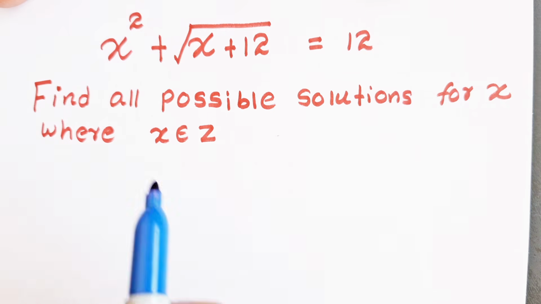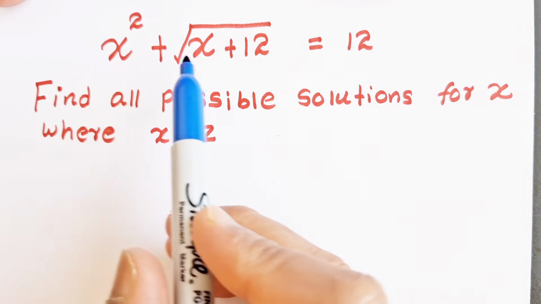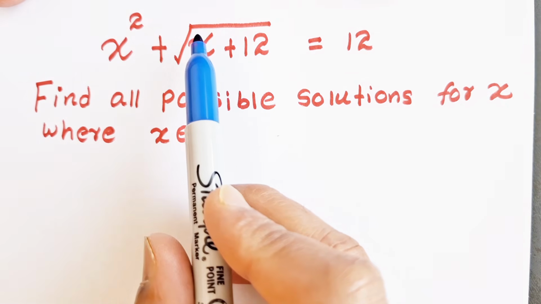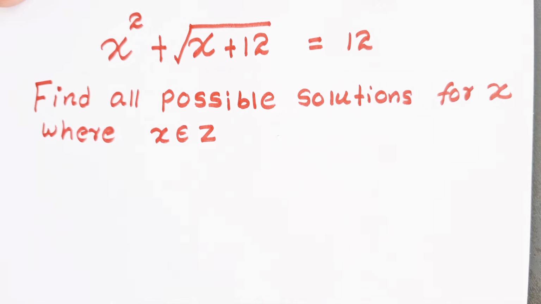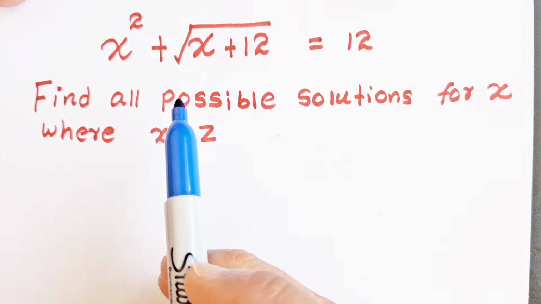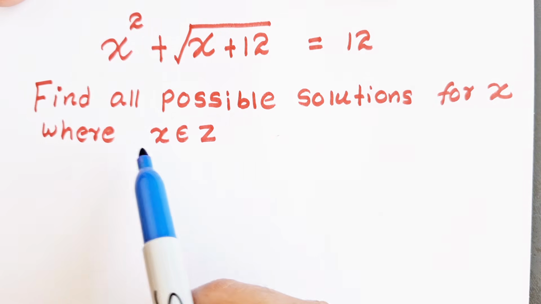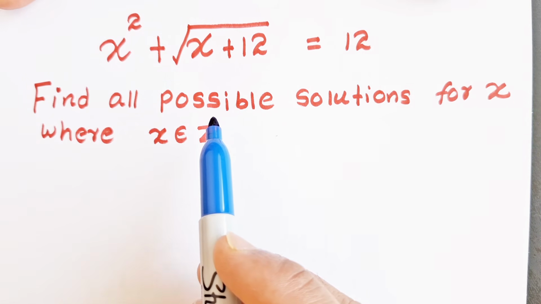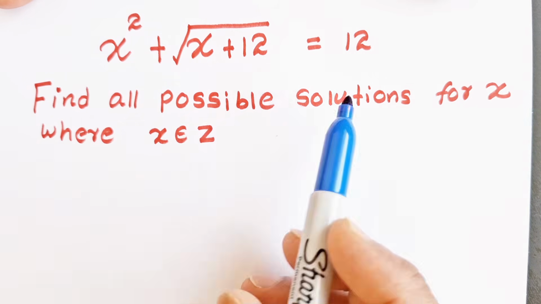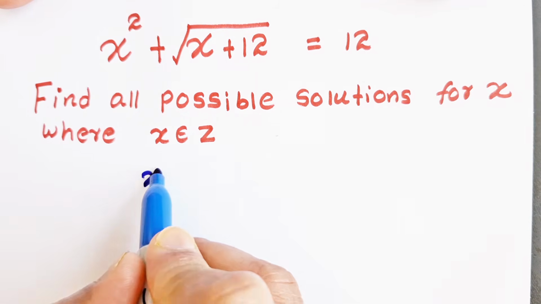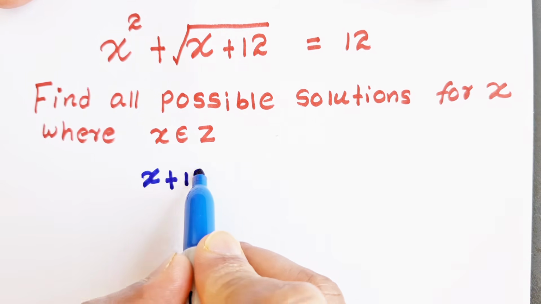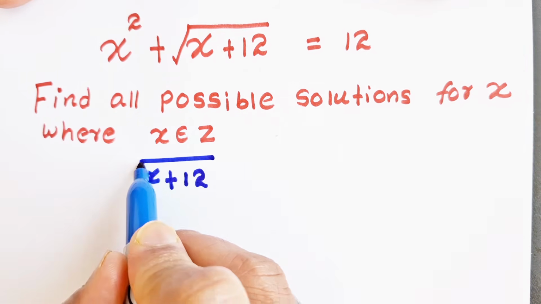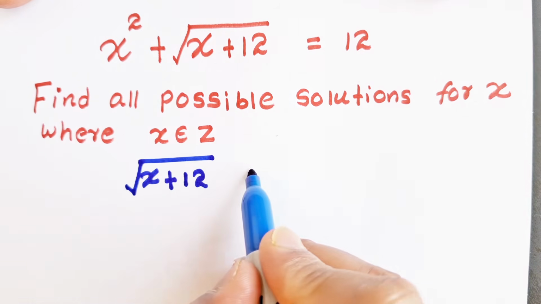So it is given that x squared plus the square root of x plus 12 equals 12. We need to find the value of x which satisfies this equation, but there is a condition that x should be an integer. The tricky part of this question is that if you try to get rid of the square root at the beginning, then the problem is going to be more complicated.